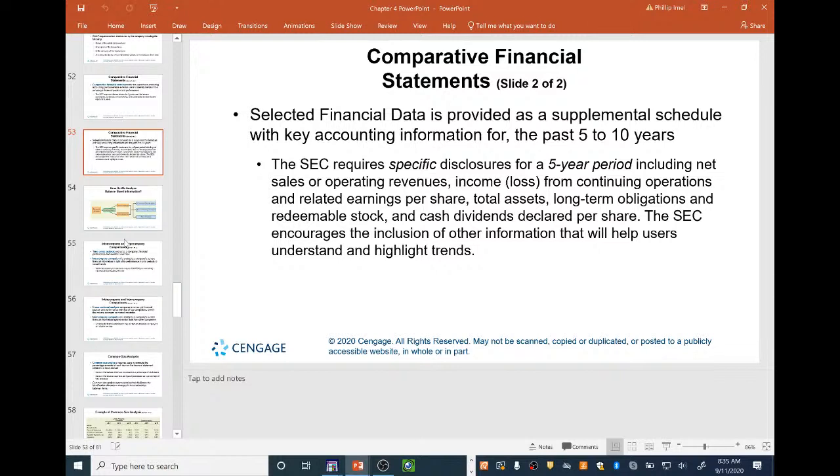Selected financial data is provided as a supplemental schedule with key accounting information for the past 5 to 10 years. So some of this stuff SEC requires specific disclosures for a 5-year period, including net sales or operating revenues, income (loss) from continuing operations, related earnings per share, total assets, long-term obligations, redeemable stock, cash dividends declared per share, and obviously they include other information. We'll move on from that. So pretty much they just want to know a lot of stuff, right?